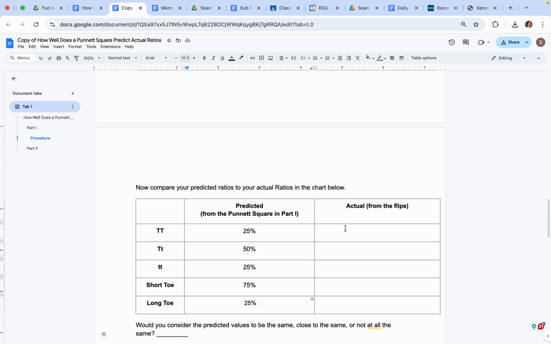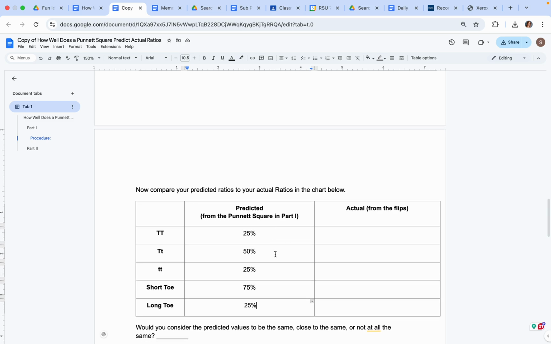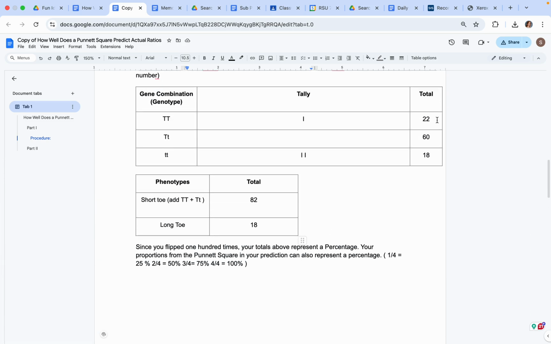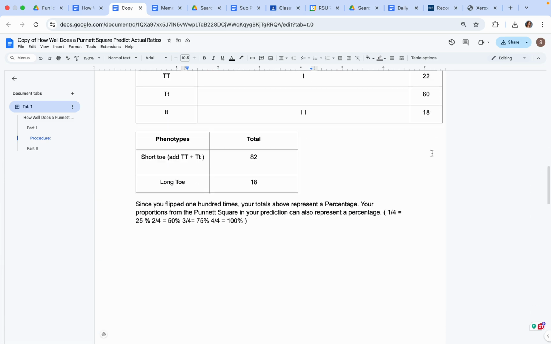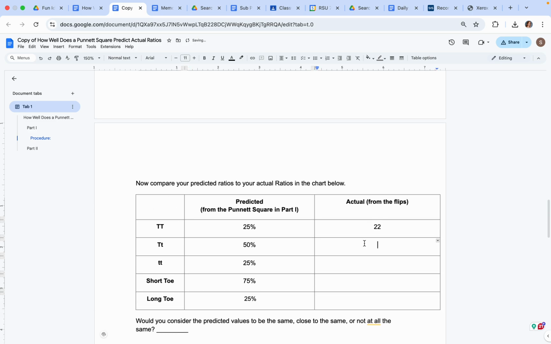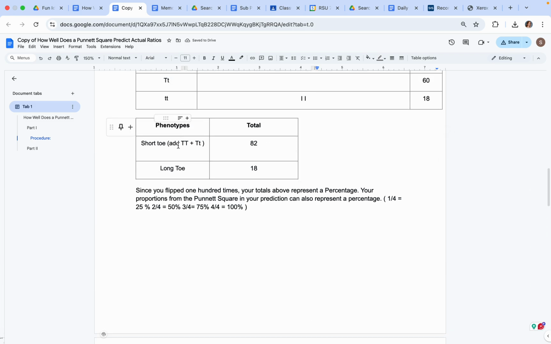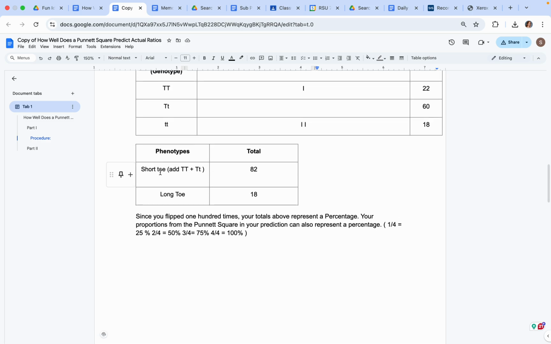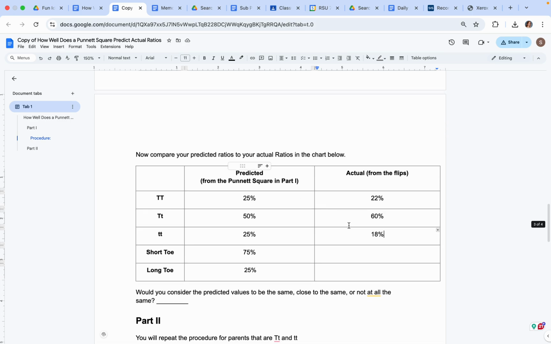This is where it gets kind of interesting. You're going to copy your information for these top 3 rows that you did over here. So mine should say 22, 60, and 18. 22%, 60%, and 18%. Oops. For short toe percentage, that's over here where we added our percentages together for what genotypes would make short toe phenotypes. We got 82%. And then it was still 18% for long toe phenotypes.